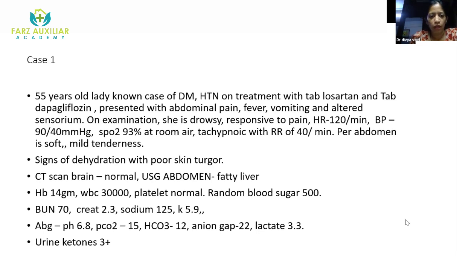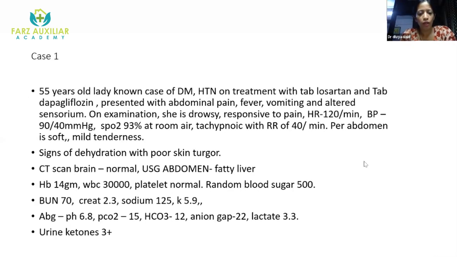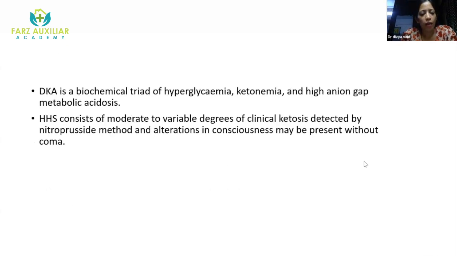So there is hyperglycemia, there is leukocytosis, there is AKI, hyponatremia, hyperkalemia, severe metabolic acidosis, high anion gap with positive urine ketones. So can anyone tell me what could be the possible diagnosis? What is the differential diagnosis for this? So two diabetic emergencies: diabetic ketoacidosis and a hyperosmolar hyperglycemic state.